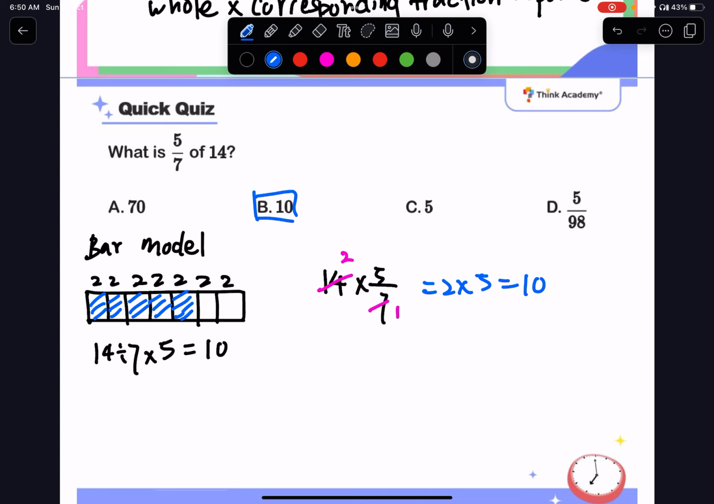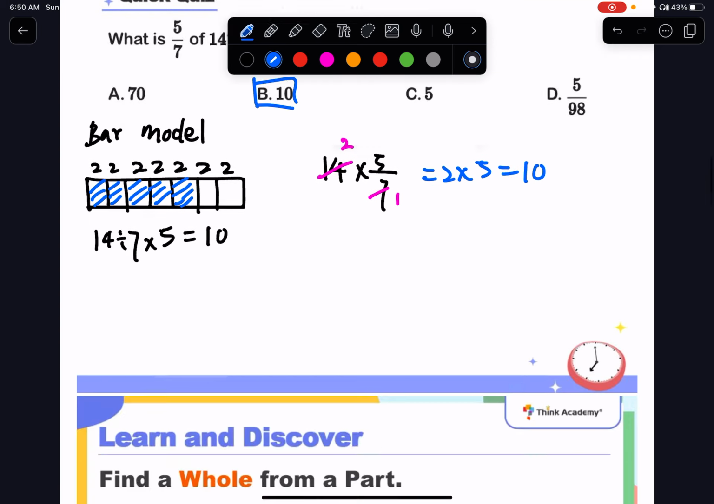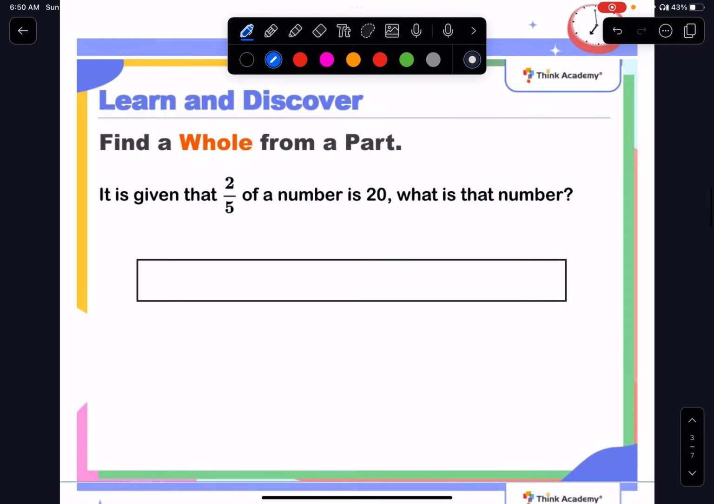And we can also find the whole from a part as well. Okay, so how can I find the whole from a part? So in this question, it is given that 2/5 of a number is 20. What is that number? Because 2/5 of that number is 20, the number must be greater than 20, right? So how can I find back the number? You can also use the bar model to help you. So 2/5 of that number.